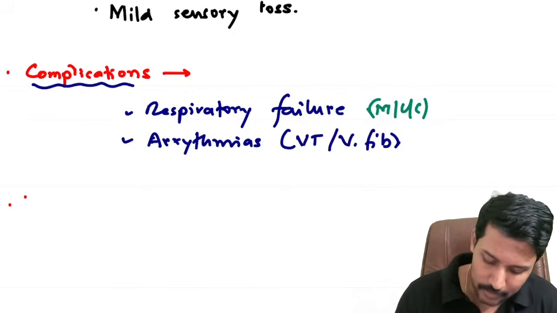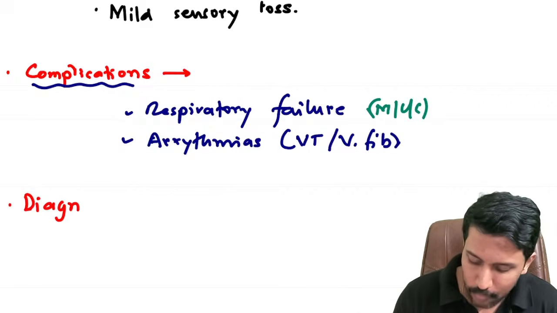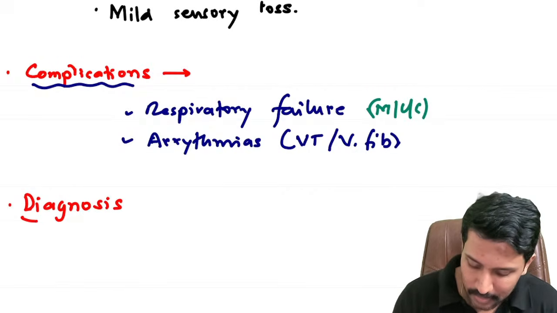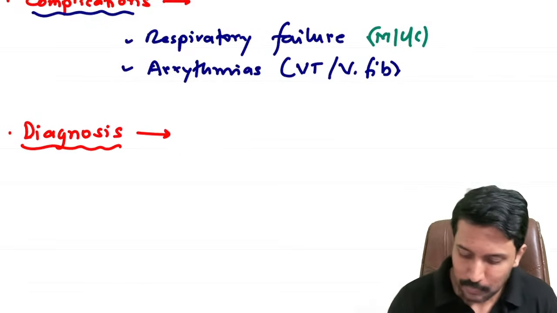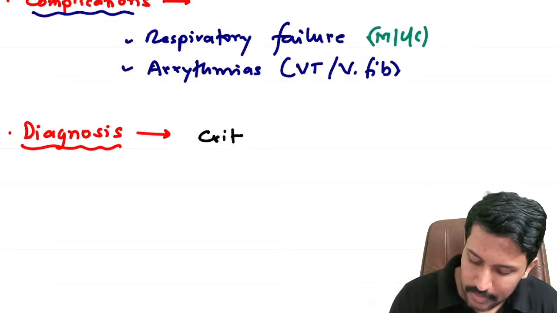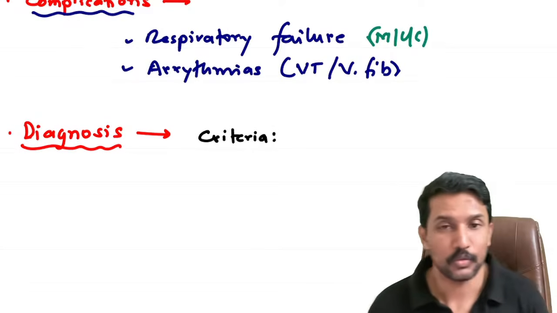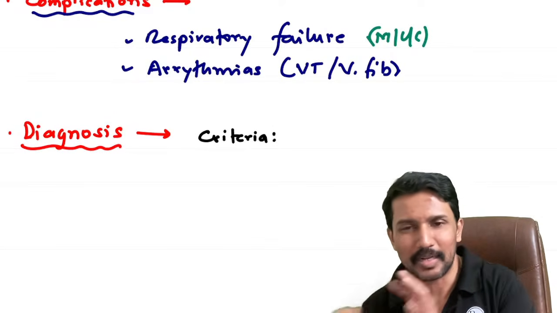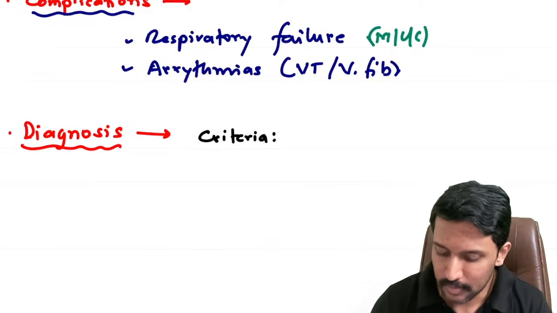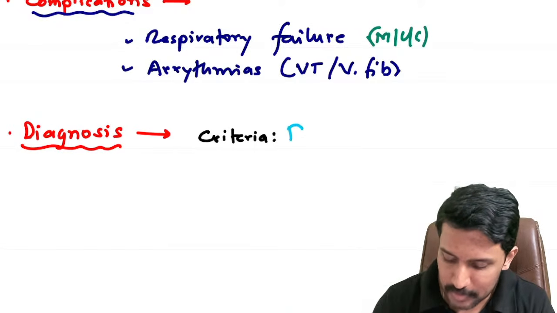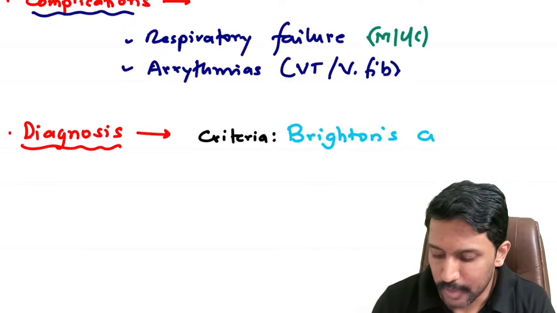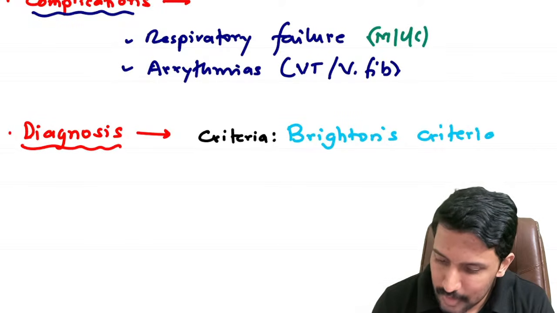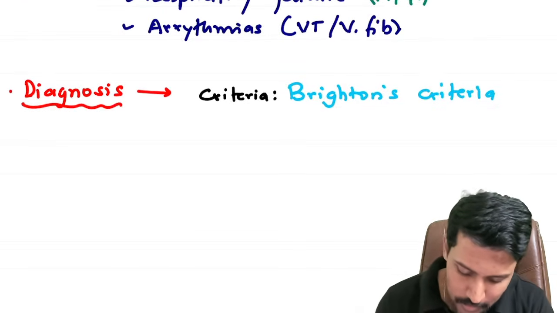So how will I diagnose? So for diagnosis, I want you to write the name of a criteria that we use and the 5 points that I'm going to mention. The criteria that is your teacher's favorite, though there are multiple criteria available. The one criteria that teachers always expect you to write is Brighton's criteria. Brighton's criteria. So I want you to write 3 points in this criteria, which is very easy to remember.